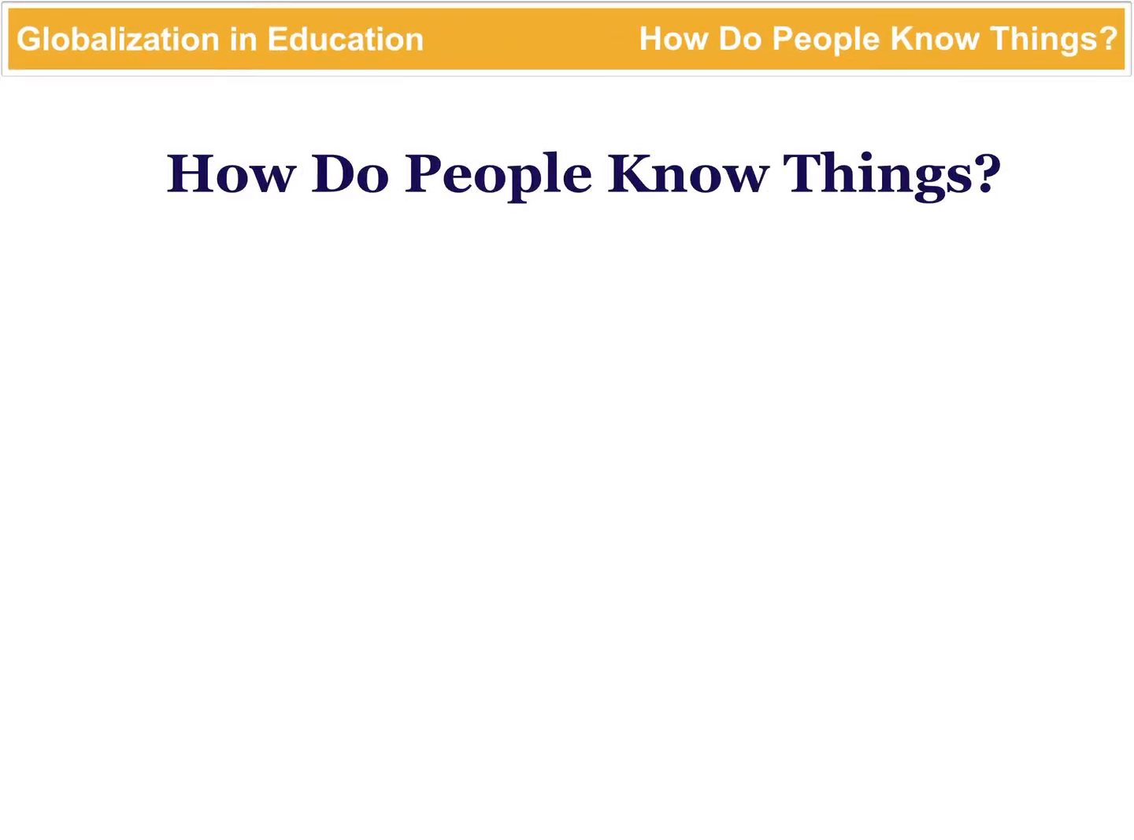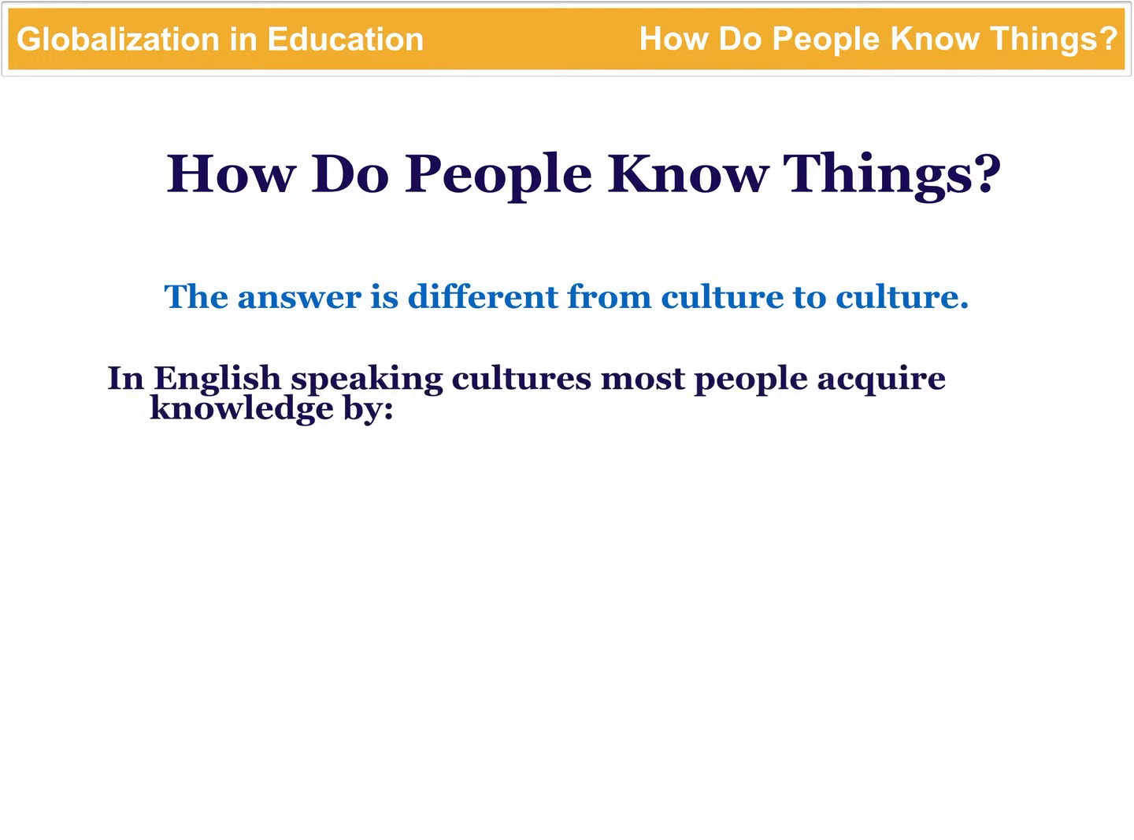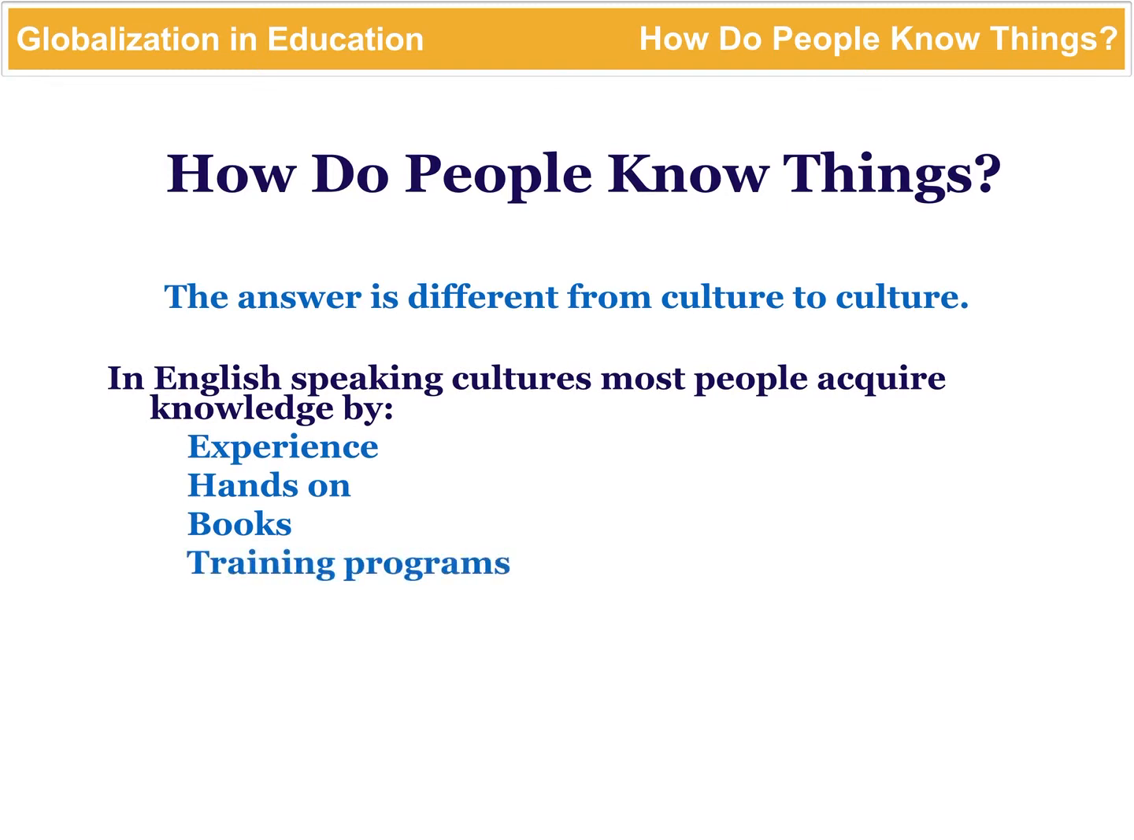How do people know things? The answer to this question is different from culture to culture. In English-speaking cultures, most people acquire knowledge by experience, tacit knowledge that they learned hands-on, working with their hands, being able to listen to an engine and know exactly what's wrong with it. A farmer can understand a tractor because he has that experience, that hands-on ability. Through books in the English language and Western cultures, and through training programs, is a lot of the way that we acquire knowledge.